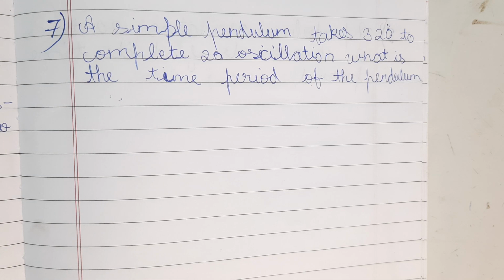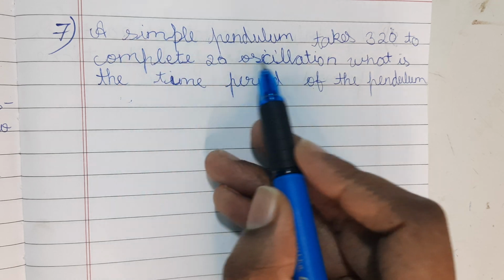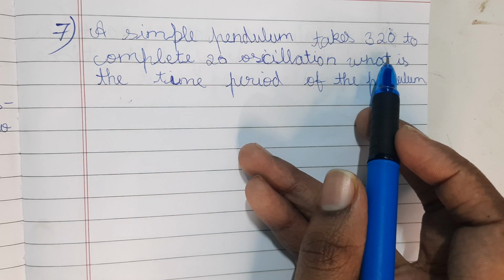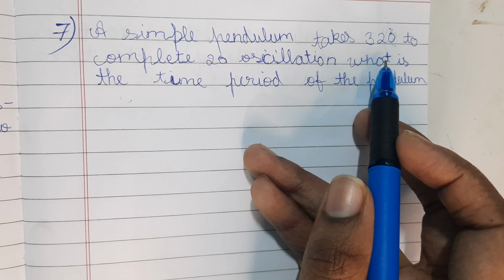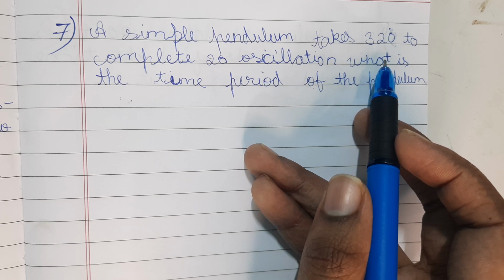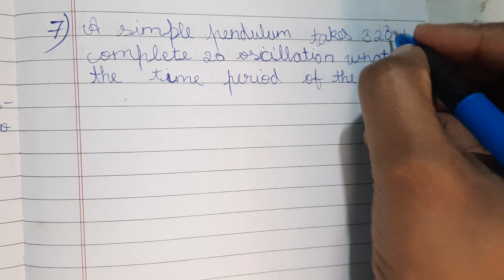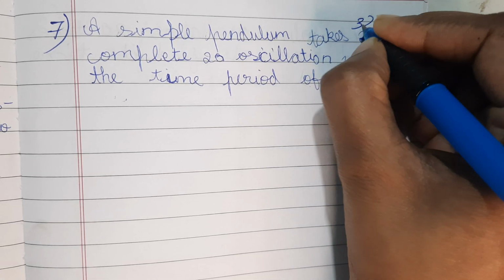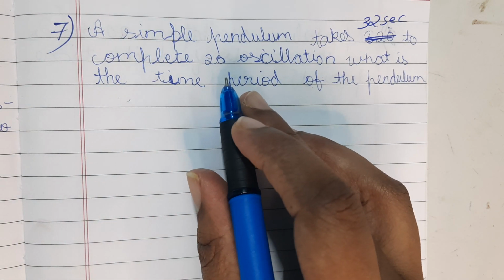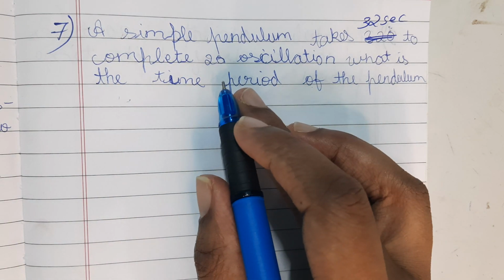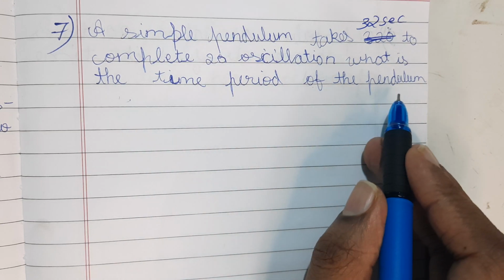Today's question is taken from class 7 science. So take down today's question. A simple pendulum takes 32 seconds to complete 20 oscillations. How many oscillations? 20 oscillations. So what is the time period of the pendulum?